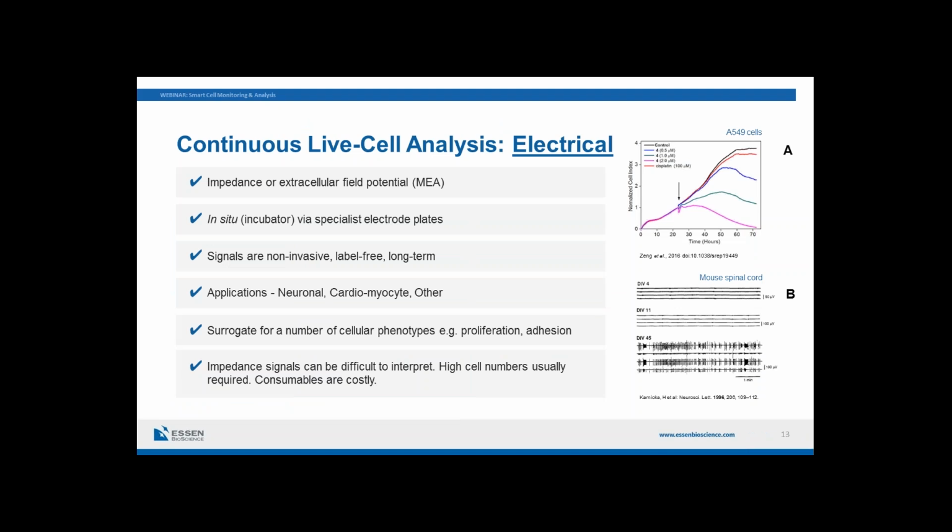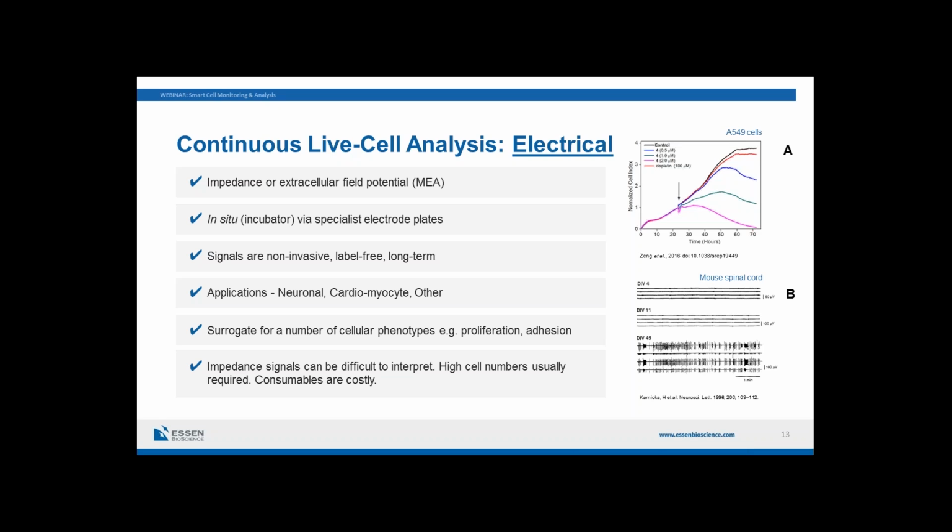Okay, so I want to move on now to introduce a couple of the technical approaches which are used for continuous live cell analysis. The first is electrical measurements. So there are a number of systems out there now that allow researchers to measure impedance or extracellular field potentials from cells. These methods can be used by systems that reside within a standard cell incubator, providing the essential environmental control. They do require specialist electroplates in order to resolve the signals, but the signals are non-invasive, they're label-free, and they can be applied repeatedly and over the long term.